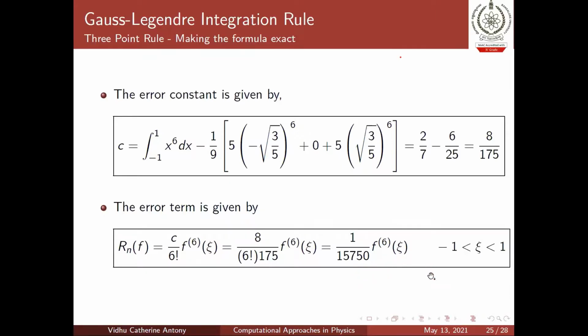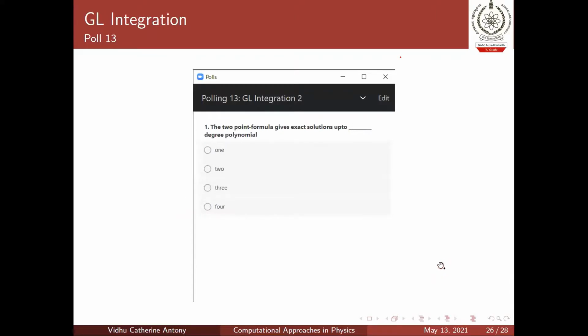Okay, so I am going to be asking you some polling questions, and let's see if you answer them right, and then we will conclude. Let me just discuss this. The 2-point formula gives exact solutions up to dash degree polynomial.